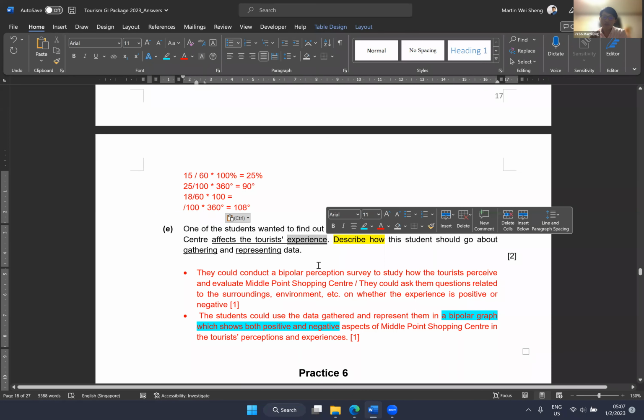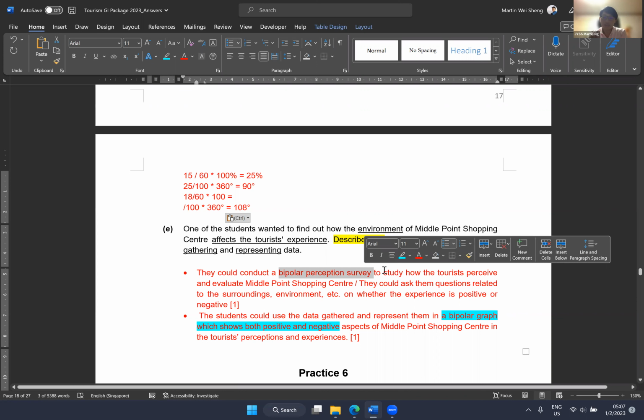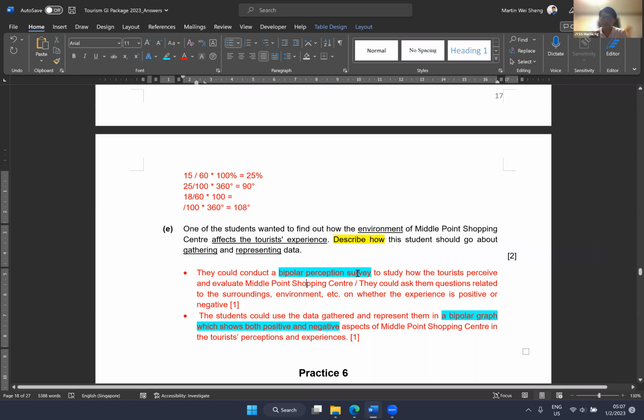The hint is the experience, right? We talk about positive experience and negative experience. So the only data collection method which allows us to do that, besides asking the question directly through your open and closed-ended questions, is actually the bipolar perception survey, right? So the answer should be the bipolar perception survey. Then this will allow us to study how the tourists perceive and evaluate the shopping center. It's a described question. You cannot say bipolar perception survey full stop, you'll get it wrong.